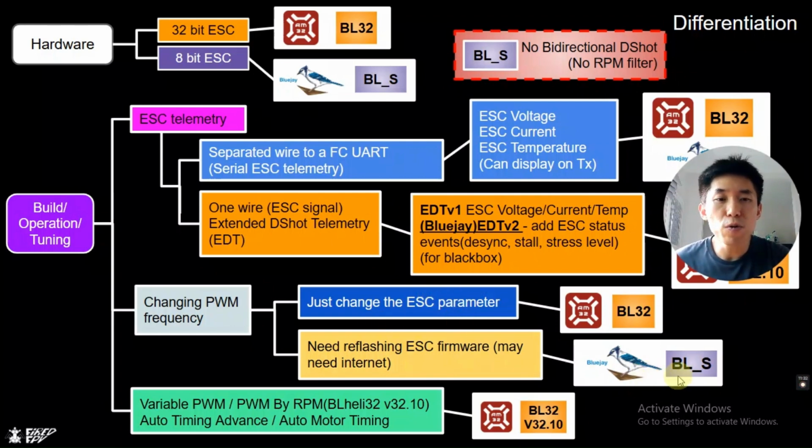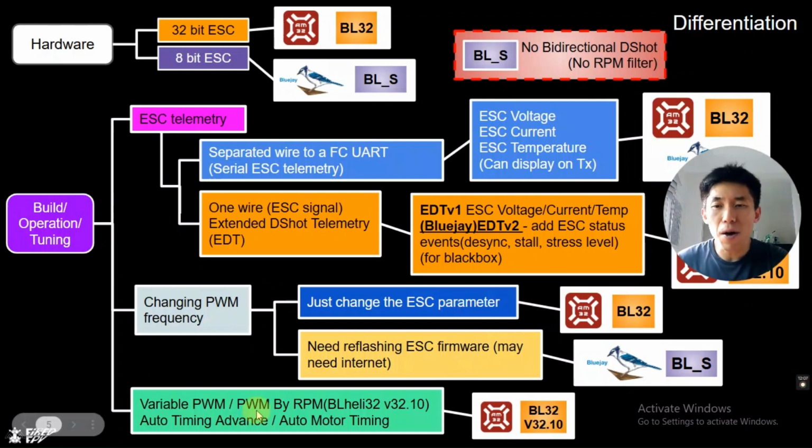But for Bluejay and BLHeli_S, if you want to change the PWM frequency, you need to reflash the ESC firmware. Reflashing may take one or two minutes more, which is not a big deal, but you may need the internet to get the firmware with the new PWM frequency. So it's something that you have to bear in mind.